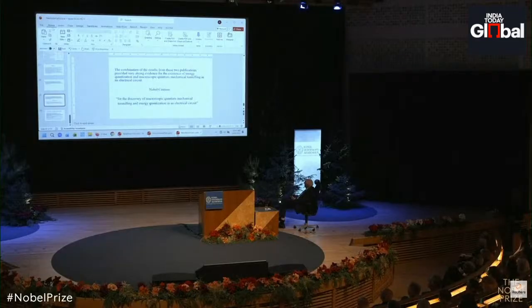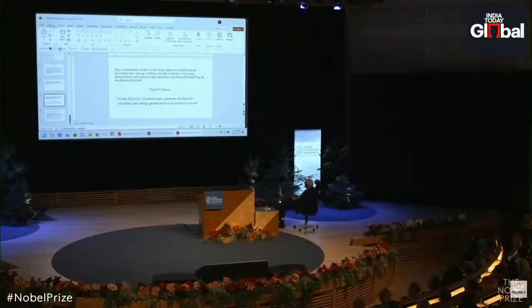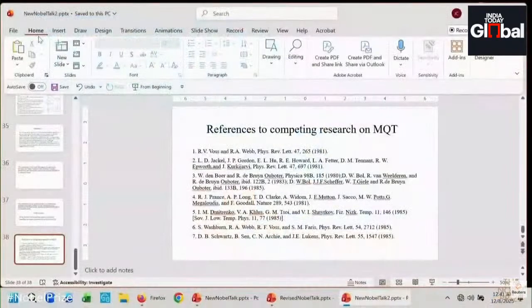For this work, as you know, we were very privileged to receive the Nobel Prize, and the citation was for the discovery of macroscopic quantum mechanical tunneling and energy quantization in an electrical circuit. And in conclusion, I would just like to note that there were various other groups also working on macroscopic quantum tunneling who also made very important contributions.